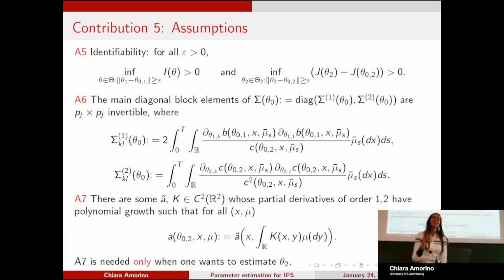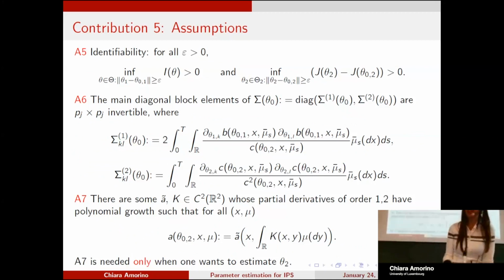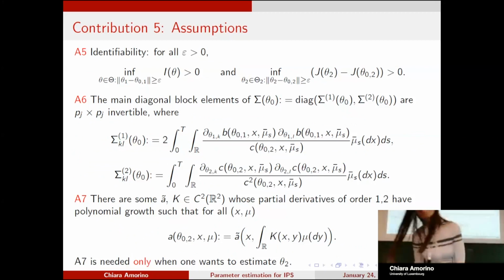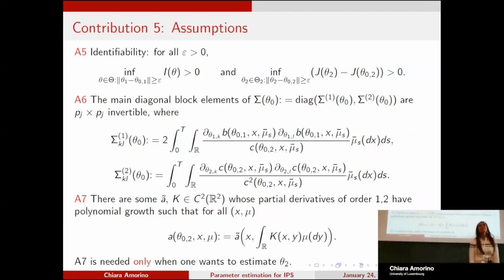And here, again, A5 and A6, don't even look at them. They are really natural. But A7 is the assumption that bothers me. Why that? Well, because I spent the first 15 minutes talking about the fact that the model is super general and wow, we are super happy about it. And then, bam, I'm putting an assumption on the diffusion coefficient. Not so cool. True. But there are some things that we can say about it.